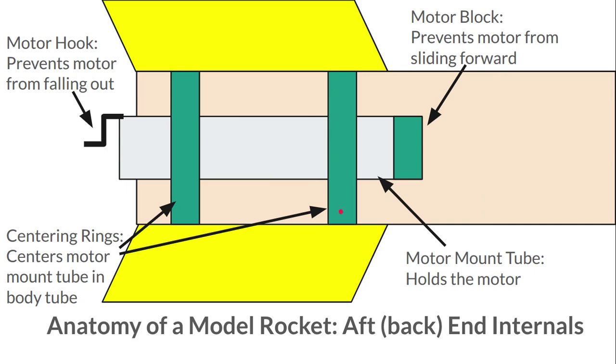I mean, sometimes you don't really need the centering rings. Sometimes the body tube will be the exact same size as the motor mount that you want to use, in which case that's called a minimum diameter rocket.